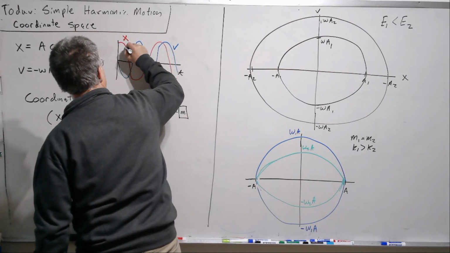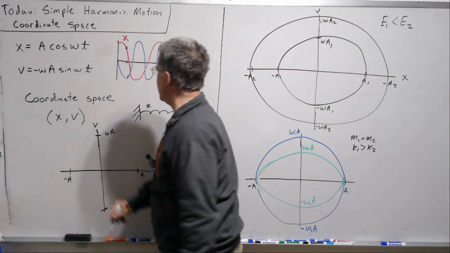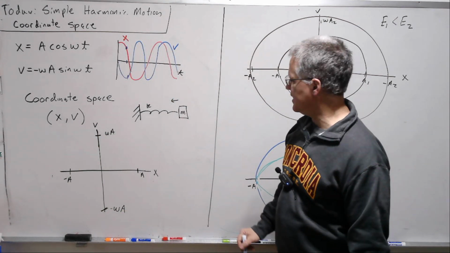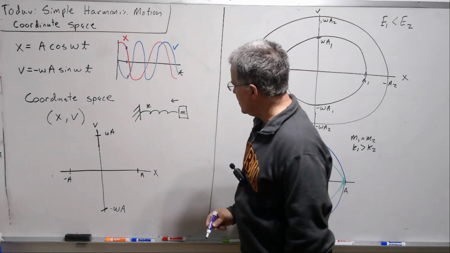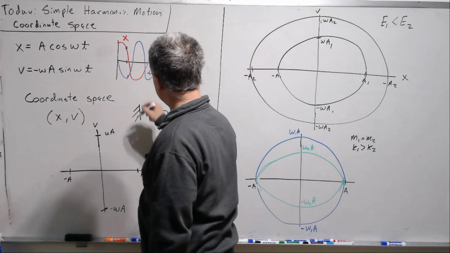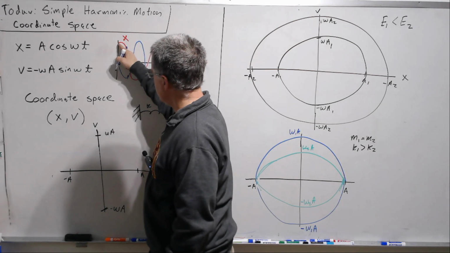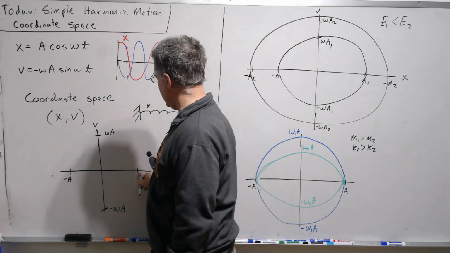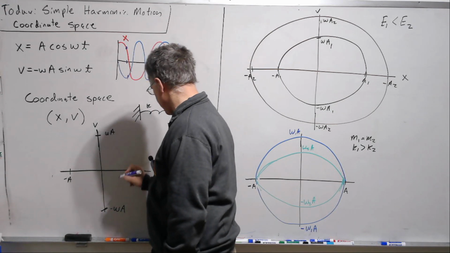And so if I choose this particular time, I have this position and that velocity, and that would go as a point here on this space. So let's start off with where we're at here. We're at x is maximal at A, and then velocity is 0. So that's going to be a point right there.